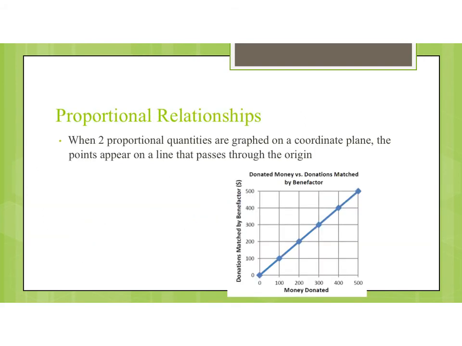Now the nice thing is when you have 2 proportional quantities and we graph them on a coordinate plane, then the points are going to appear in a line that passes through the origin. Okay, so if you look right here, this would have been a data point possibly off from a table. This was another data point. And if you plot all those data points out, you can see that they lay in a straight line that goes through my origin right here.